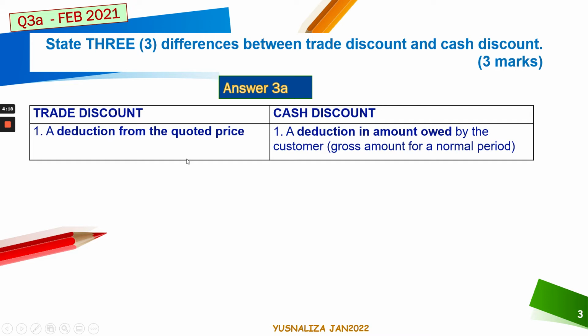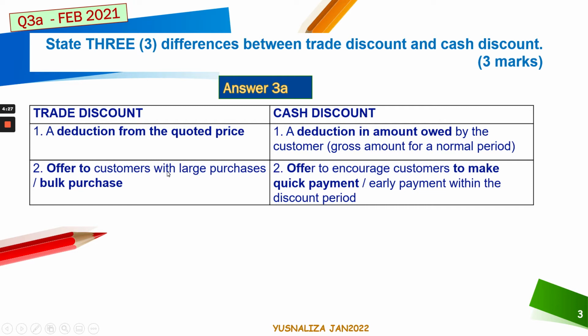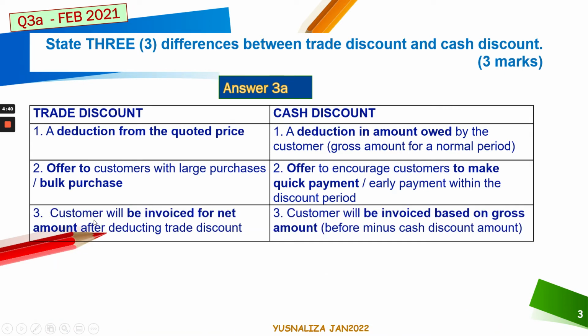First one is that you can see here a deduction from the quoted price versus a deduction in the amount owed by the customer for the cash discount. Second one is that trade discount is normally an offer given to the customer for bulk purchase. This one is an offer that was given to encourage quick payment or early payment within the discount period. And number 3 is where you will have to invoice your customer for the net amount, and that was after deducting the trade discount.